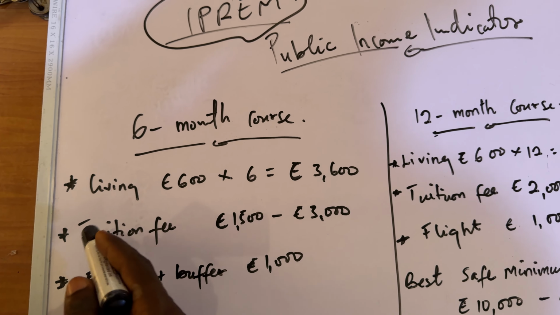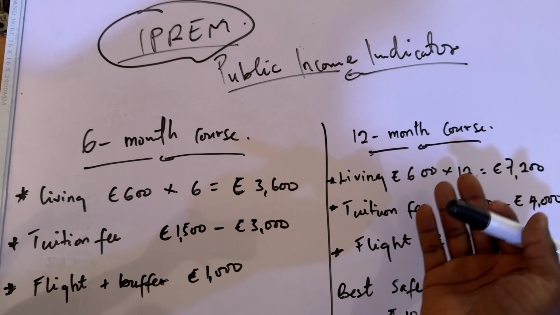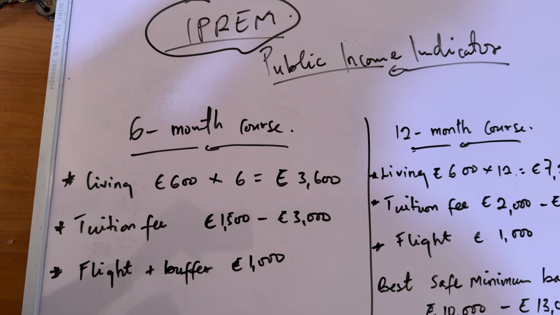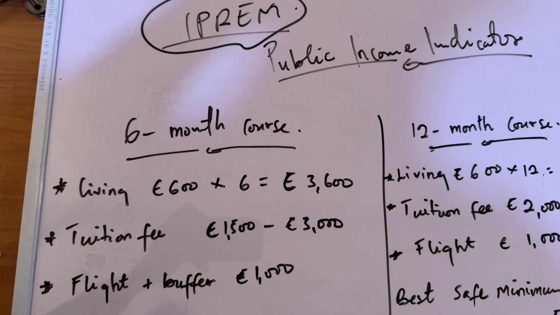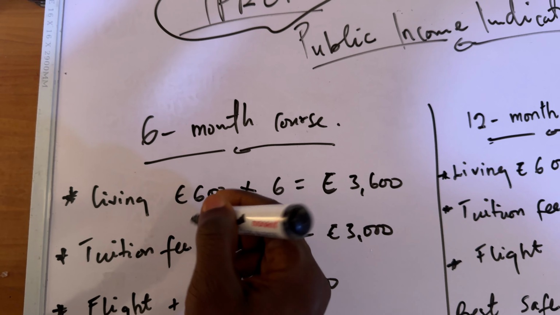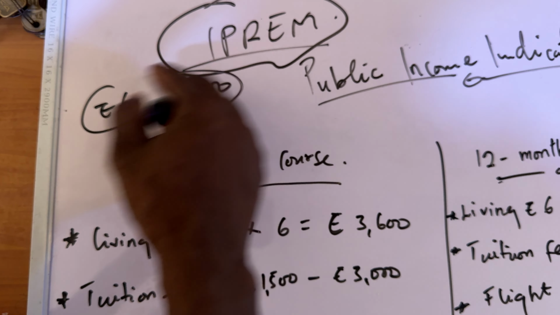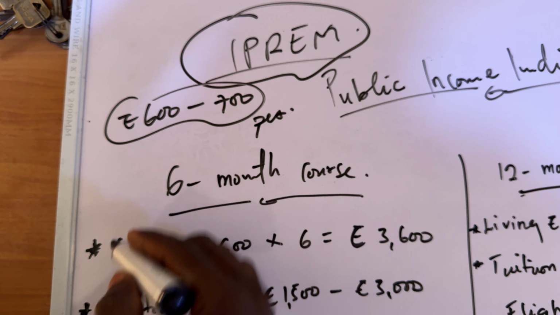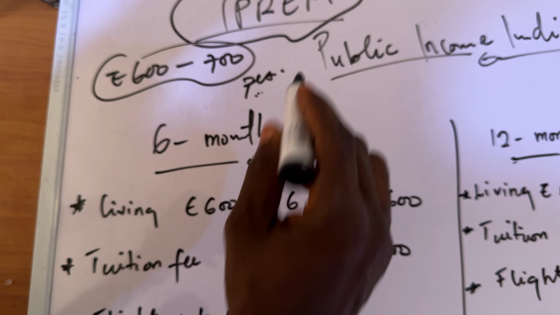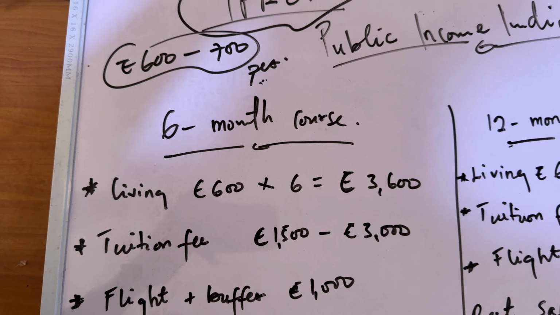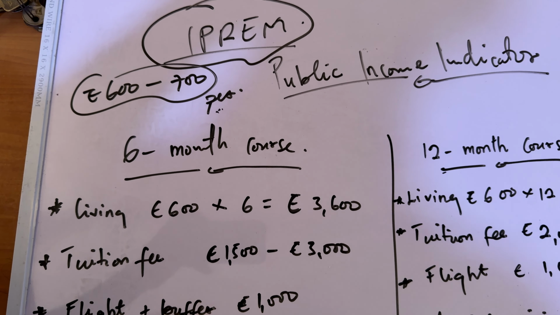So if your course is going to be, let's say, a 6 month course, that is the common one people go for, maybe a 12 month, which I'll come back to very soon. Stay here to the end of the video. According to the public income indicator, your living expenses are going to be between 600 and 700 euros on a monthly basis. So every month, that is the estimated cost. It's not mandatory that you spend that money, but that is the assumption, and that is what they want to see in your account before they can take any legal action.